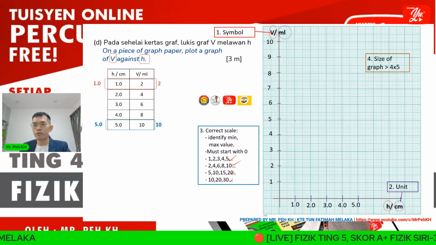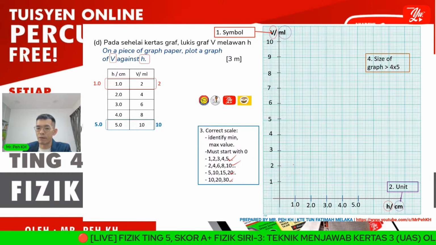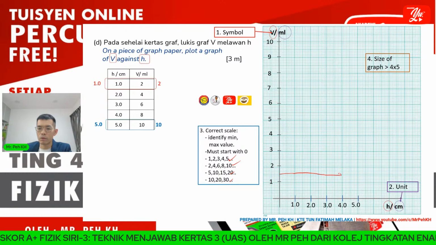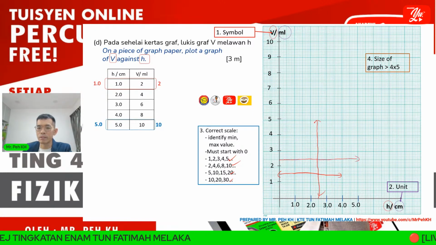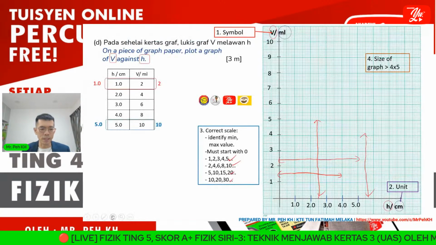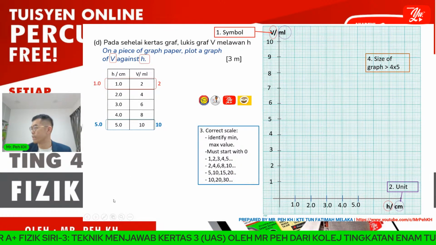Then the fourth item: the size of the graph must be greater than 4 times 5. 4 will be here: 1 unit, 2, 3, 4. 5 units will be here: 1, 2, 3, 4, 5. So that means it will be about half of the graph paper. Or you can give 5 units here and 4 units here, so again it's almost half of the graph. The bigger the size you draw, the more accurate the data you'll get.